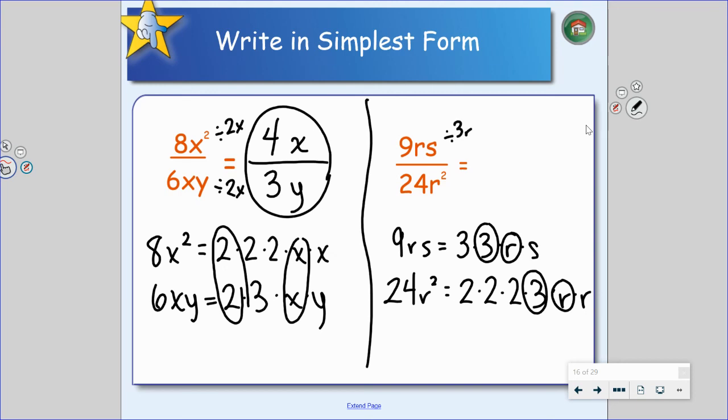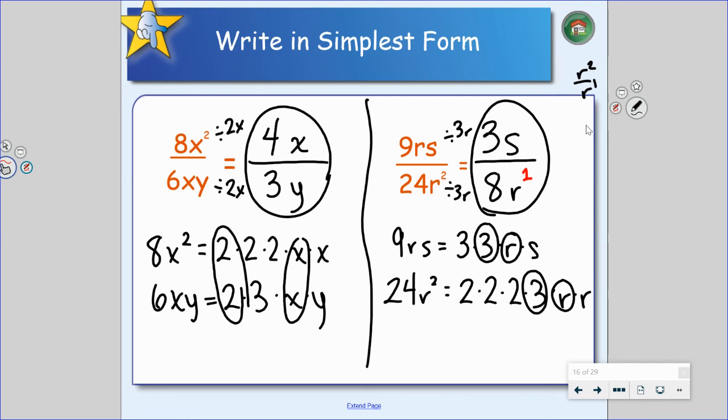And if I were to write divided by 3r, perhaps you can already see by what we have here, 9rs divided by 3r. 9 divided by 3, r divided by r cancels out, and all that remains is 3s. 24 divided by 3 is 8, r squared divided by r means one of those will cancel out. 2 minus 1 is 1. You may write the 1 if you wish, but there's no need. And there is our equivalent fraction in simplest form.